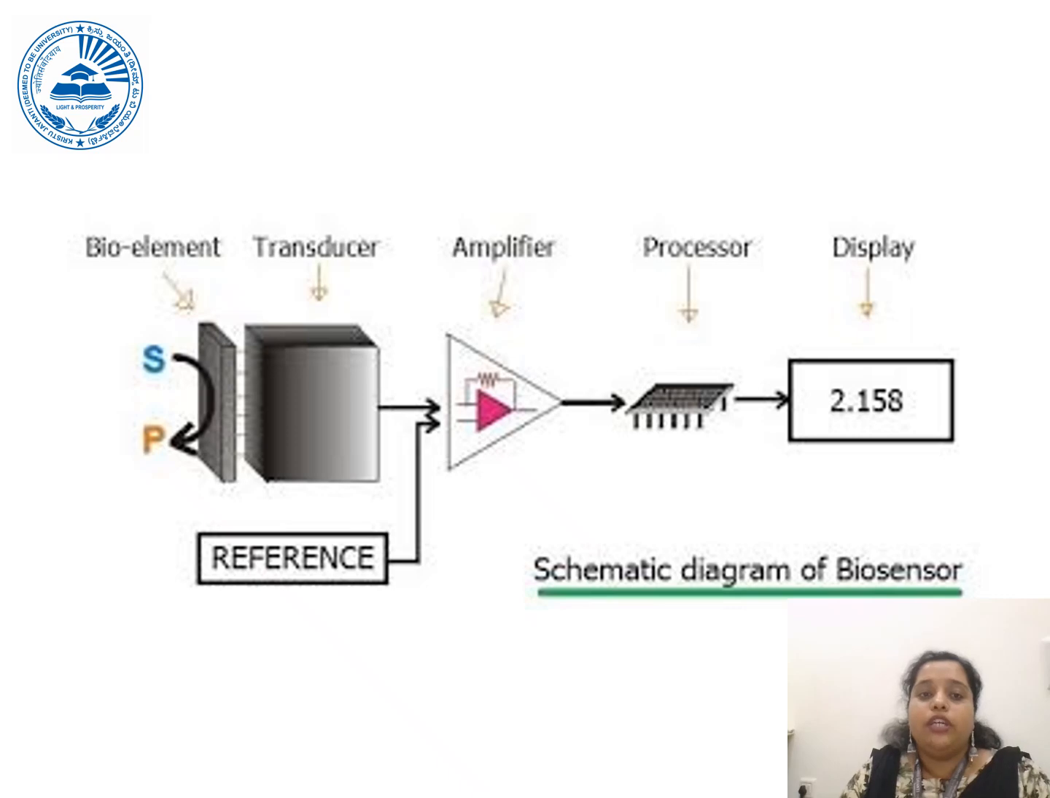Clear? So here, if you see, again a schematic biosensor diagram, you have a bioelement and a transducer. Now, in the bioelement, once the chemical reactions are done, chemical signals are sent to the transducer, which converts them into electronic signals. Now, electronic signals are taken by the amplifier, get amplified, and are sent to the processor. At the end, a reading given by the processor will be displayed with units.